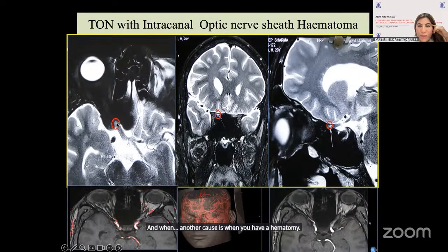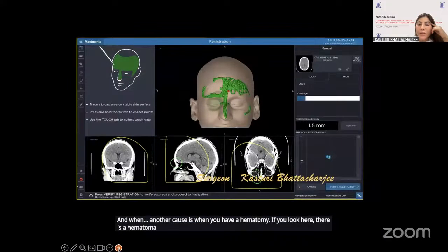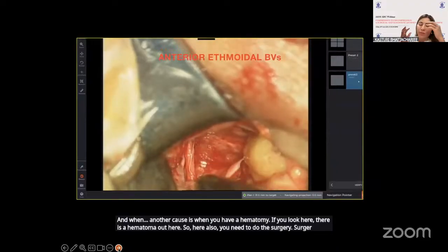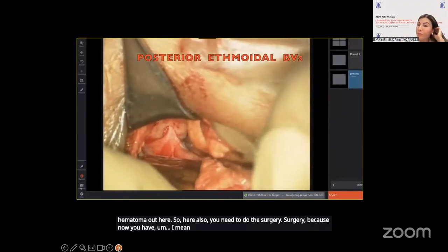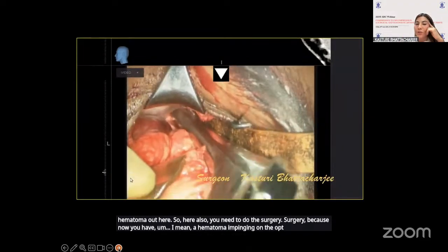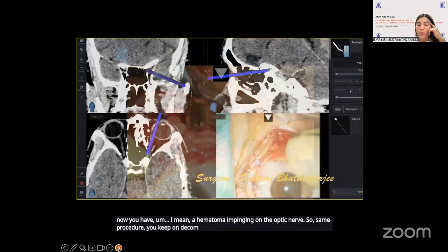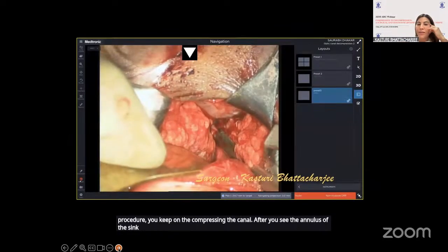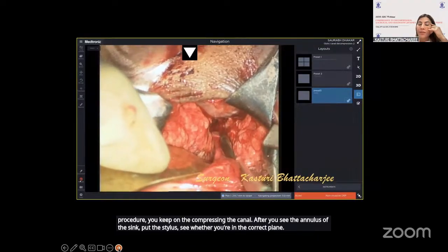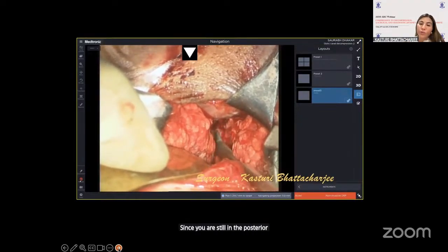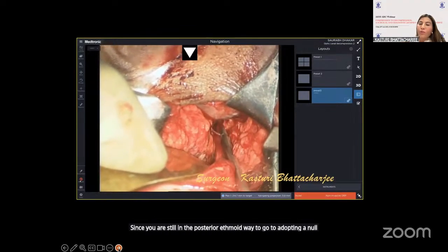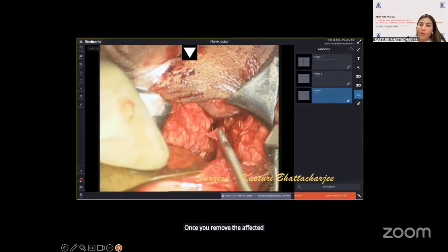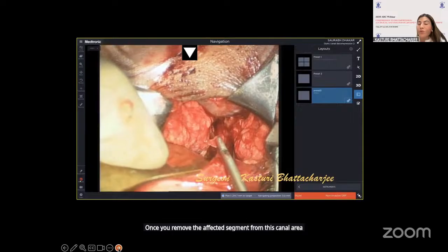If you look here, there is a hematoma out here. So here also you need to do the surgery, because now you have a hematoma impinging on the optic nerve. Same procedure, you keep on decompressing the canal. After you see the annulus of Zinn, put the stylet, see whether you're in the correct plane. Since you are still in the posterior ethmoid on the way to the optic canal, you remove whatever the fracture segment is. Once you remove the fractured segment from this canal area, you have to see the optic nerve.